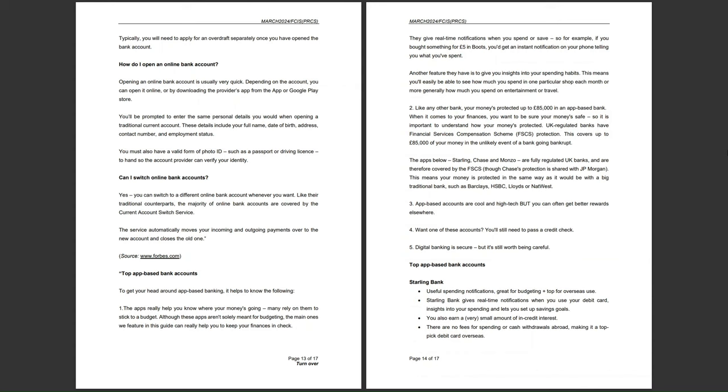You'll be prompted to enter the same personal details you would when opening a traditional current account. These details include your full name, date of birth, address, contact number, and employment status. You must also have a valid form of photo ID, such as a passport or a driving license, to hand so the account provider can verify your identity. Now, whilst Jade doesn't drive, we can assume she has a valid passport because of her job role.